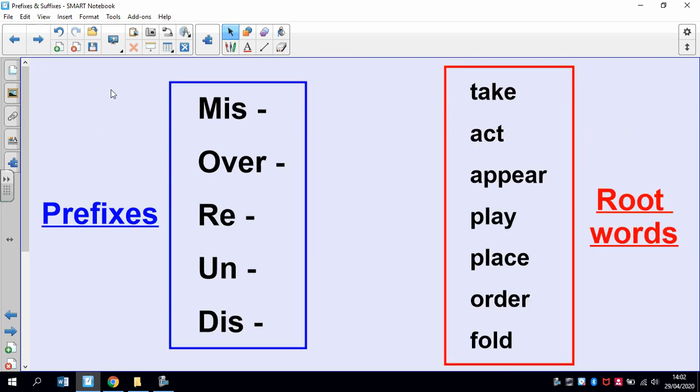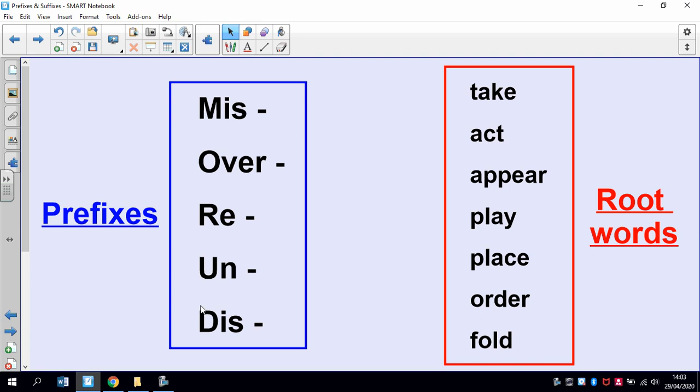And here are some more examples. You've got mis, over, re, un, and dis. And you can probably think of a few words already that have these prefixes in them. Here's another list of root words that, again, they all make sense on their own. They're real words, and they can be changed, however, by adding prefixes onto the front. I've got more root words than I do prefixes here, but there are so many prefixes that you can use. It's just a case of really thinking which ones best suit the root word that you're connecting it to.